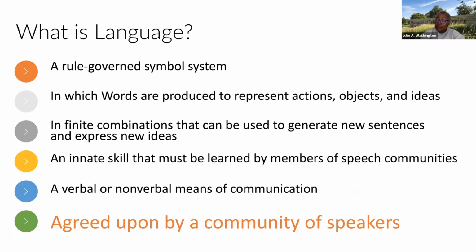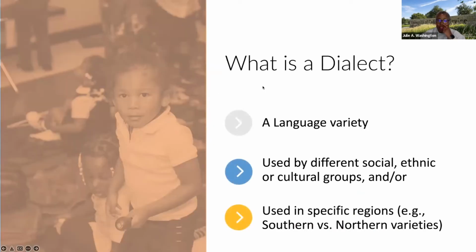But within American English speakers, there are also language varieties that are agreed upon by those communities. And within those communities, dialects develop. And that's what we mean by language variation. It's another word for it. So a dialect is a language variety. It's used by different social, ethnic, or cultural groups. And so some examples are African-American English, which is used by many African-American people.